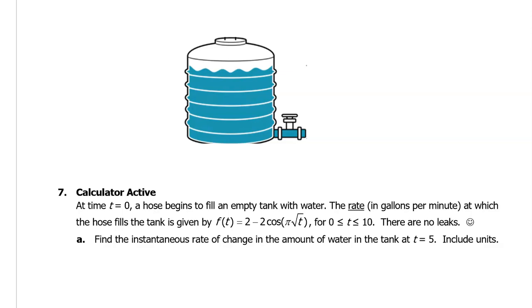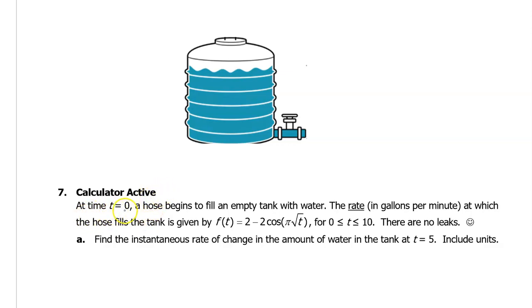In this video, I will walk you through two problems involving the applications of average rate of change and average value. Number 7 is a calculator active problem, so we will be using our graphing calculator as needed.